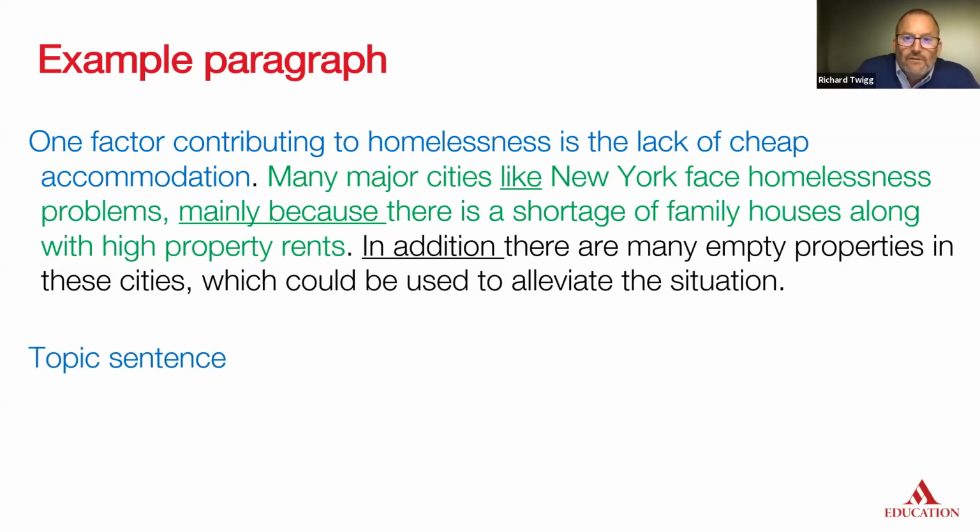One factor contributing to homelessness is the lack of cheap accommodation. We then go on to support that by stating the fact about the problem, like New York City, and what we can do. There are many empty properties. So the green and the black are two supporting sentences.